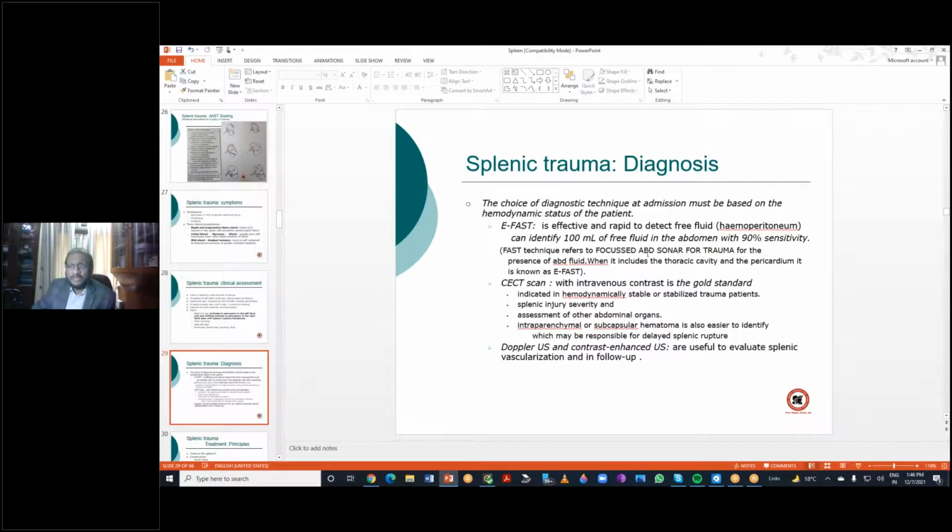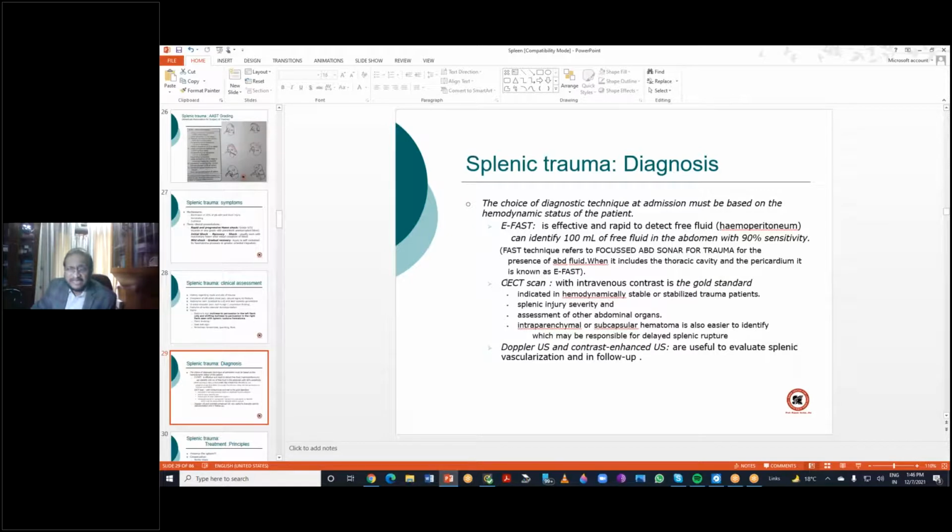Now, when you include the thoracic cavity and the pericardium, that is known as an extended FAST. So E-FAST is an extended FAST, which is nothing but a focused abdominal ultrasound scan done especially for trauma. And why is it important? Why is it significant? Because it can identify a collection as low as 100 ml of free fluid in the abdomen with 90% sensitivity, which is a very big sensitivity.